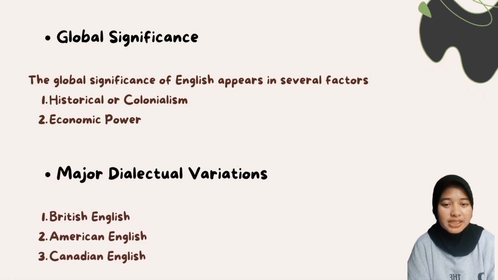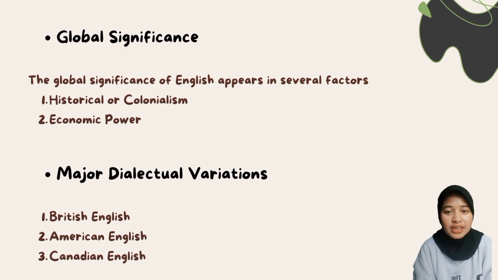The next is global significance. The first factor of global significance is history or colonialism. The expansion of the British Empire spread the English language to various continents, including North America, Africa, Asia, and Oceania. The second is economic power. The United States' economic dominance in the 20th and 21st centuries has reinforced the importance of English in global business, science, and technology.